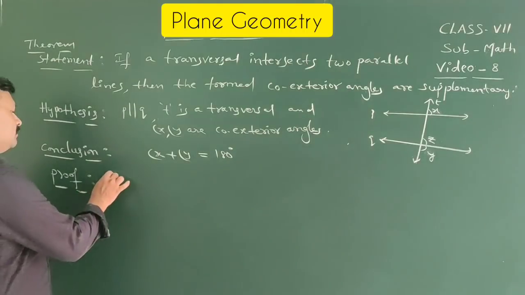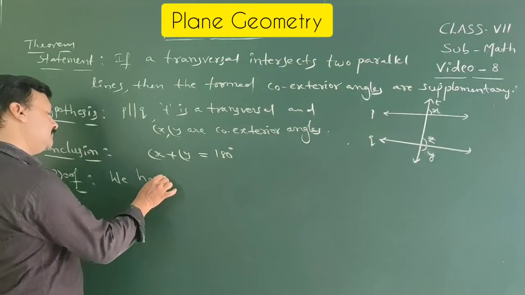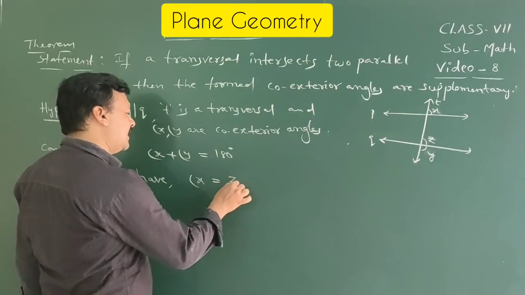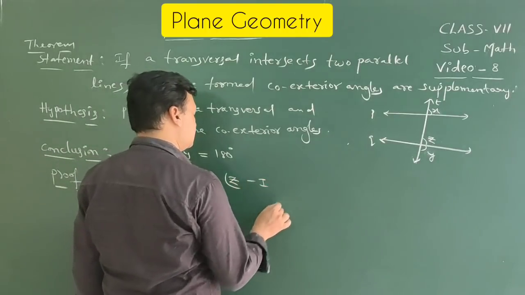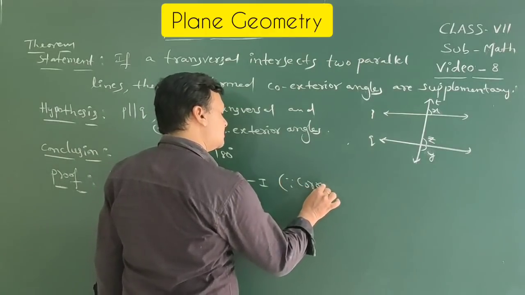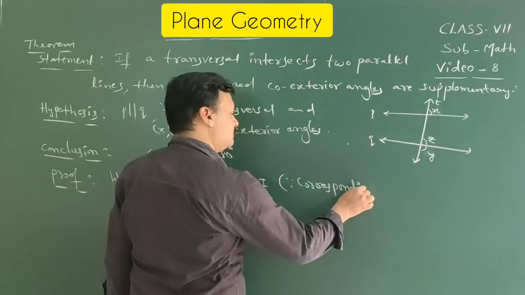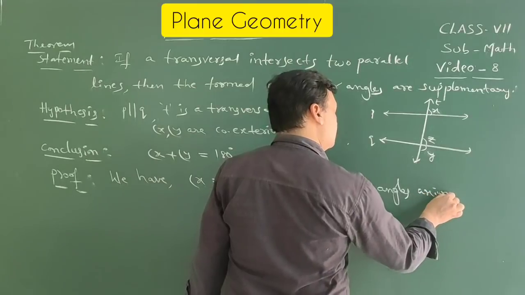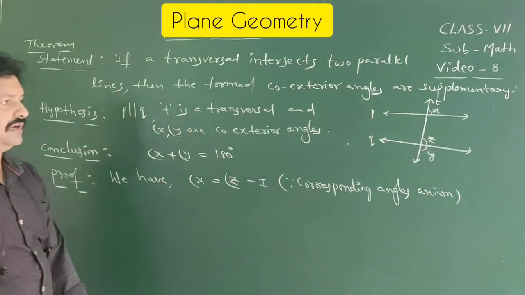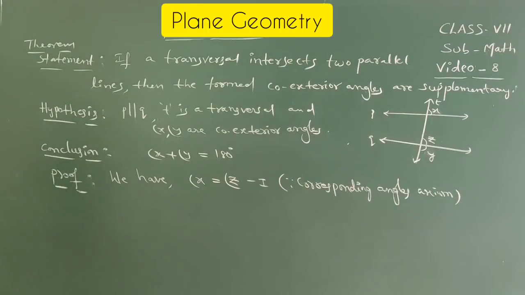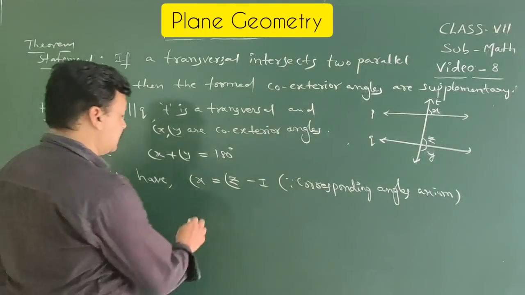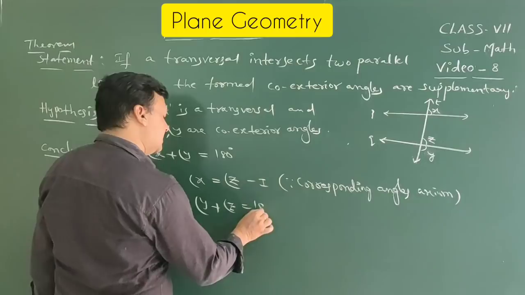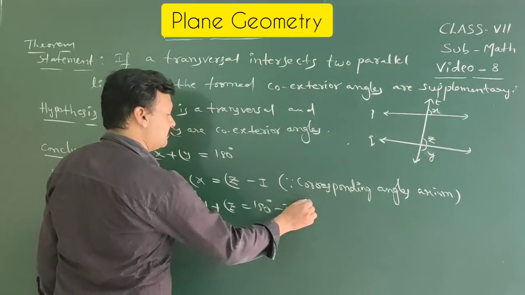Proof: we have angle X equal to angle Z. In the first statement, according to the corresponding angles axiom, because here P and Q are parallel and T is a transversal, the formed corresponding angles are equal. So X equal to Z, and Y plus Z equal to 180 degrees. That is the second one.